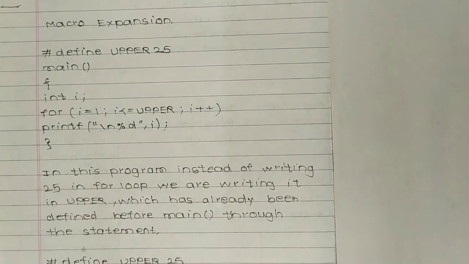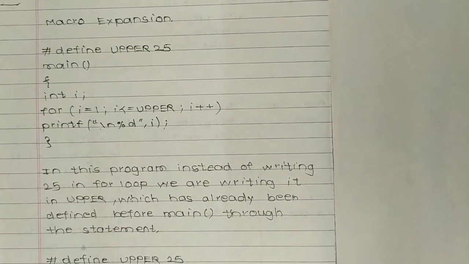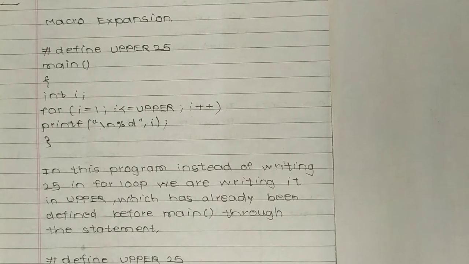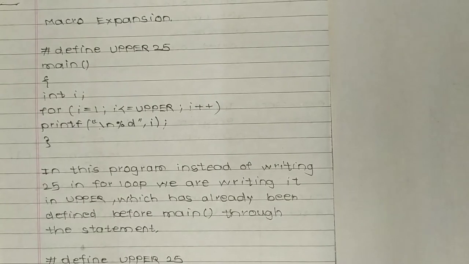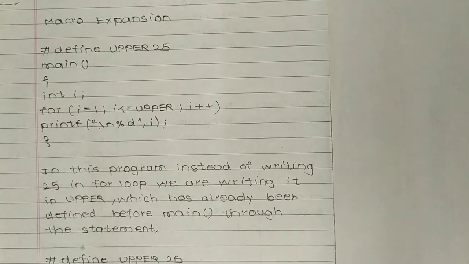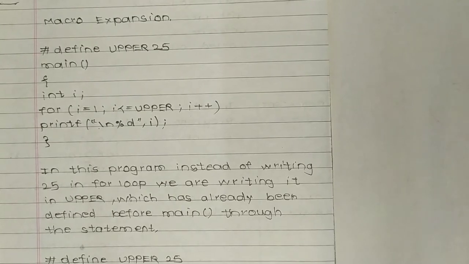Macro expansion. This is a program which is explaining macro expansion. #define UPPER 25. main, int i. So i is an integer. Now for loop: for i = 1; i <= UPPER; i++, printf("\n%d", i). The \n is written for writing in the next line.